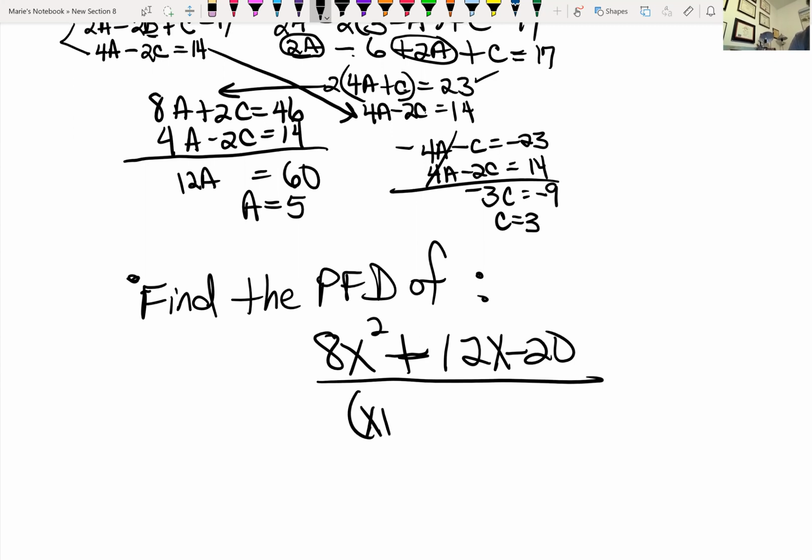All right, so go ahead and try to solve for this one. I'm going to give you 5 minutes on my timer. And let's check notes in 5 minutes.